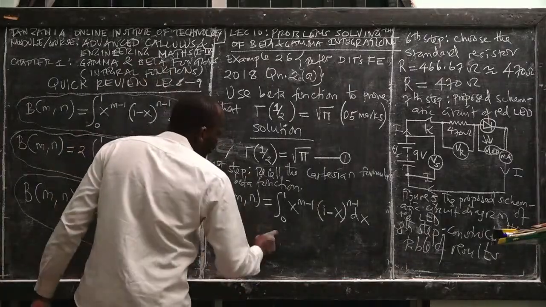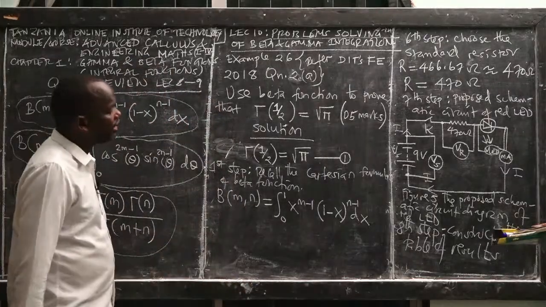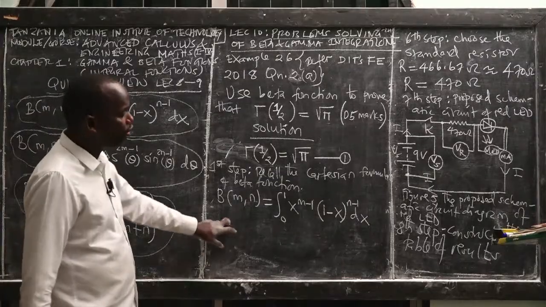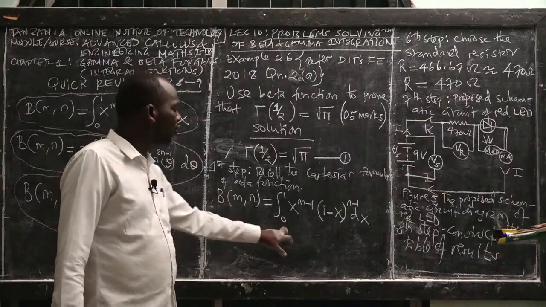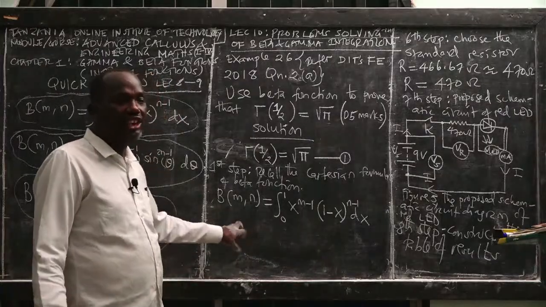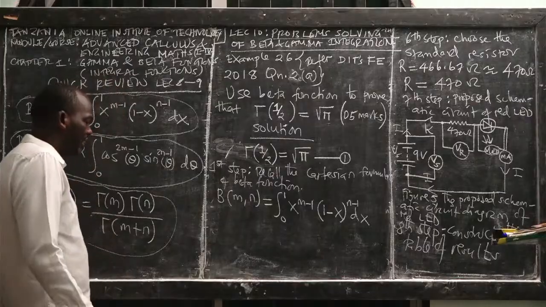Great. So this is our Cartesian formula of beta function. I taught you how we derive this formula. In lecture 8, I taught you about this formula in detail.